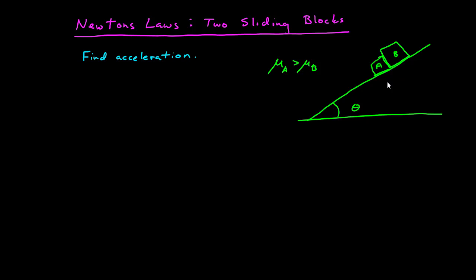I'd like to do an example, which is two blocks sliding down an incline. They each have different coefficients of friction, and the coefficient of friction of A is larger than B. What that means is that the blocks stay together.